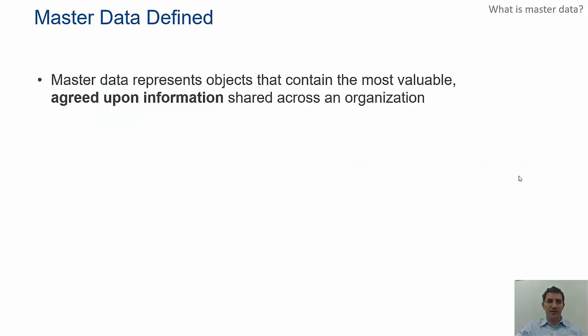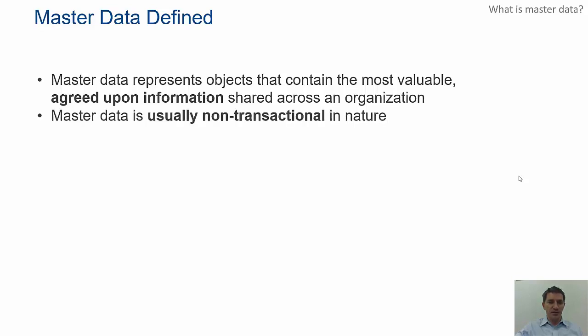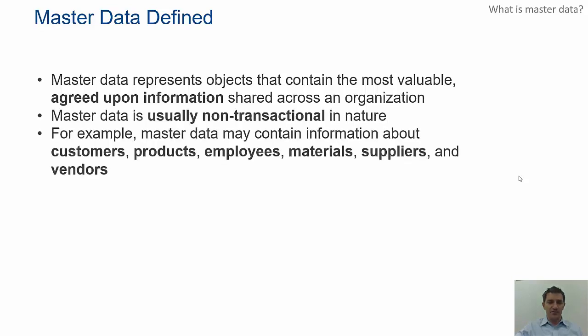Now that we've seen that example, let's take a look at the definition just from Wikipedia. What is master data? It represents objects that contain the most valuable and agreed upon information. It's usually non-transactional, and some other examples are products, employees, materials, suppliers, and vendors.